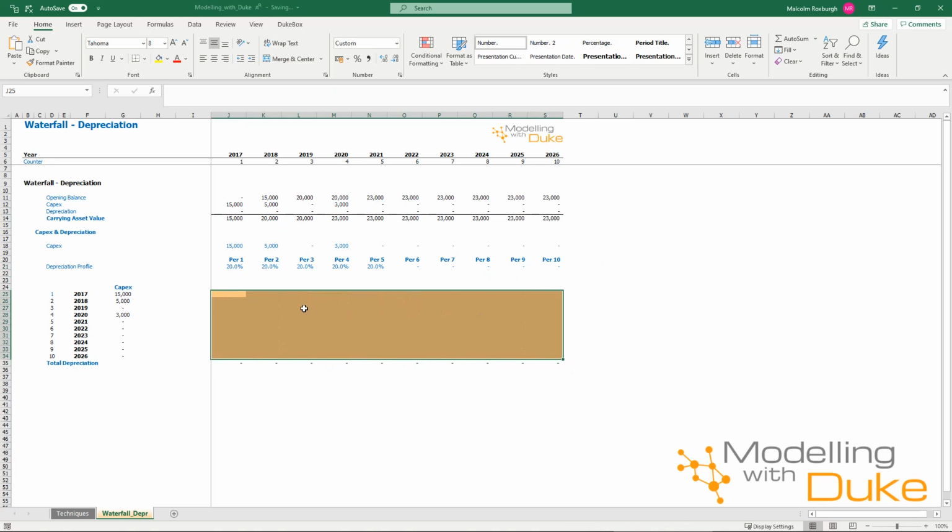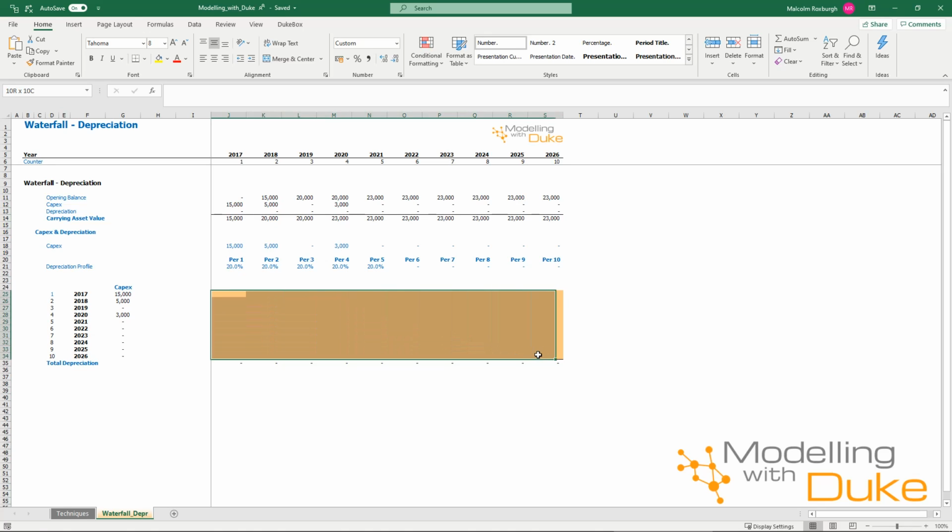So, I've started with the answers there, that's helpful. So what I want to do is take each year's capex independently, calculate the depreciation for it, and then add up all those bits of depreciation to get my total. So what I've done is I've created my time series down the page here, and I've created a counter. So we've got our counter along the top from 1 to 10, and we've got the same counter down the side.